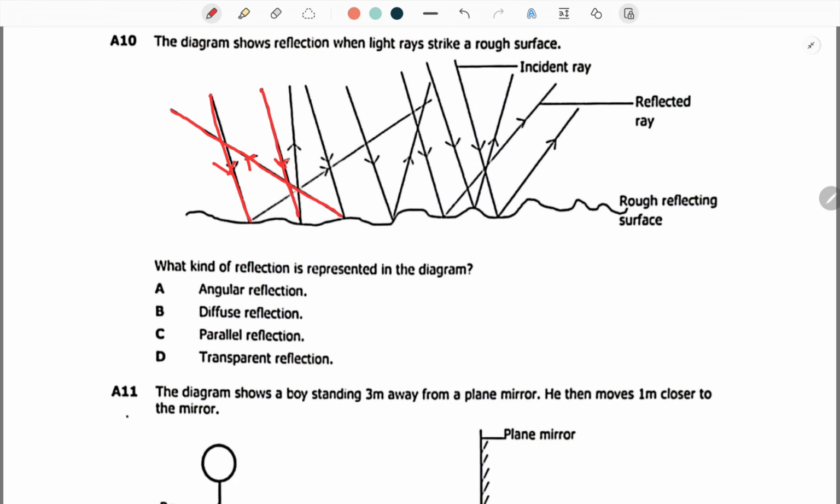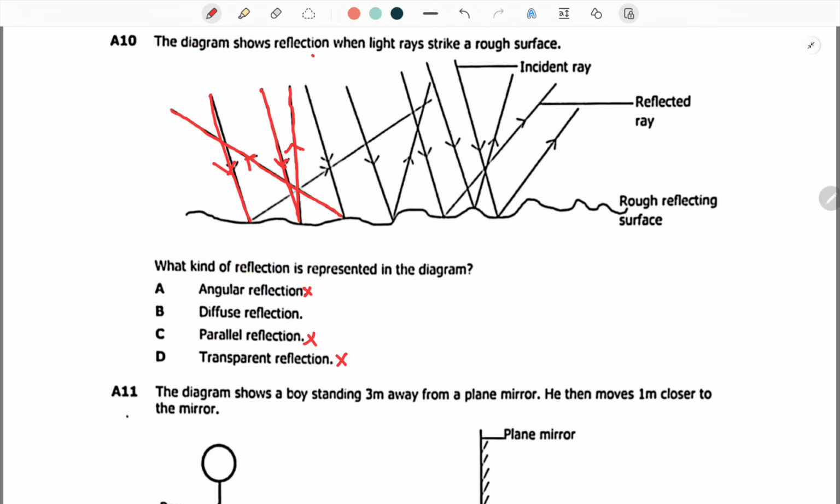This wave of light comes like this, it bounces up, it gets reflected. I want you to see the disorganization which is happening here. Light rays are coming, others are going upward. What do you call this? This can't be angular reflection. This can't be parallel reflection. This can't be transparent. The fact that they are moving in different directions, very disorganized, is what we call diffuse reflection.